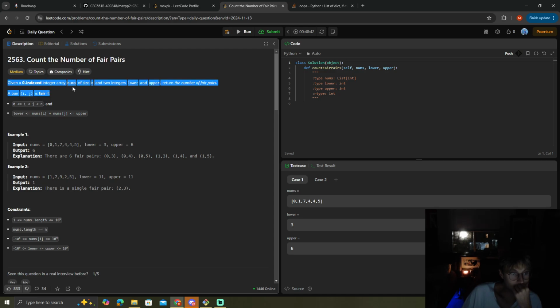Given a 0-indexed integer array nums of size n and two integers lower and upper, return the number of fair pairs. A pair (i, j) is fair if 0 is less than or equal to i, is less than j, is less than n, and lower is less than or equal to nums[i] plus nums[j], which is less than or equal to upper.